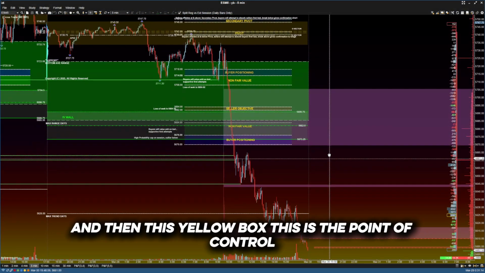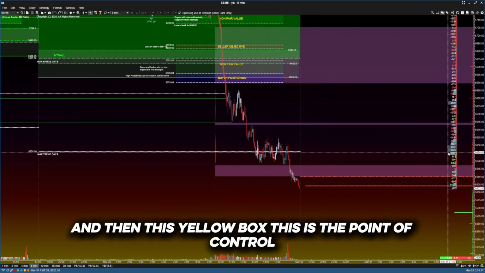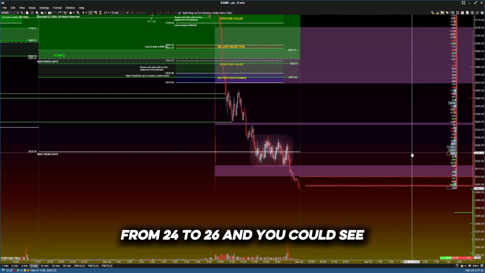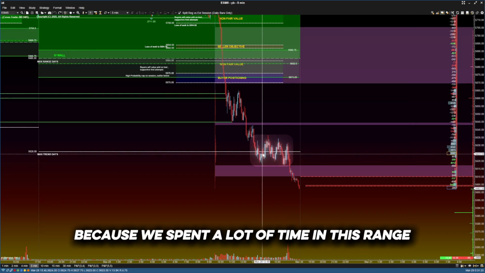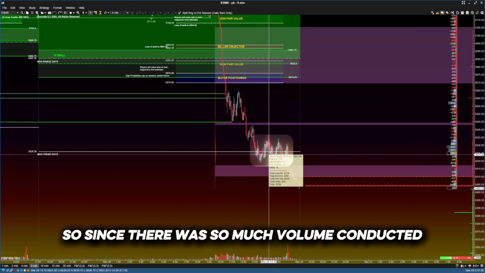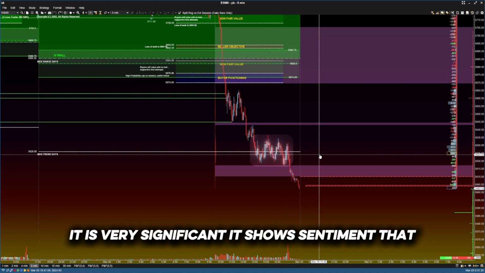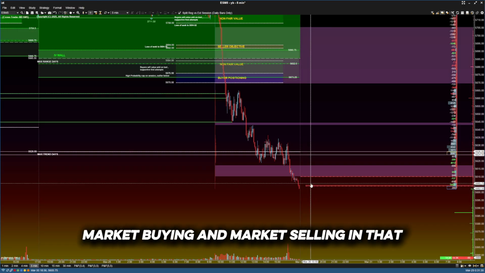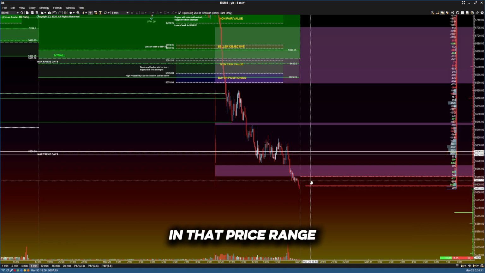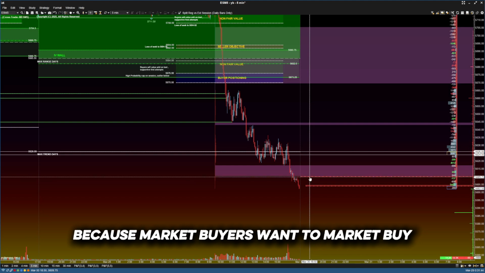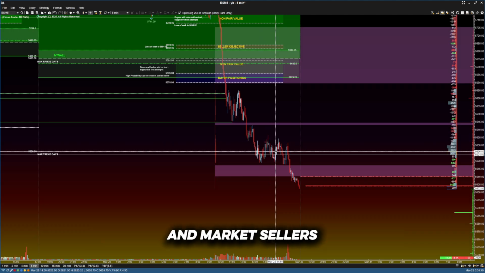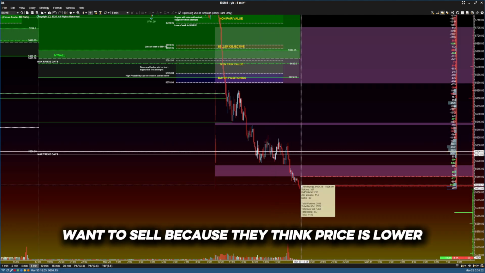And then this yellow box, this is the point of control. So this is where the most volume was conducted from 24 to 26. And you can see because we spent a lot of time in this range. So since there was so much volume conducted, it is very significant. It shows sentiment that that is where the most fair value is perceived, since there was the most people market buying and market selling in that price range, because market buyers want to market buy because they think fair value is higher, and market sellers want to sell because they think price is lower.